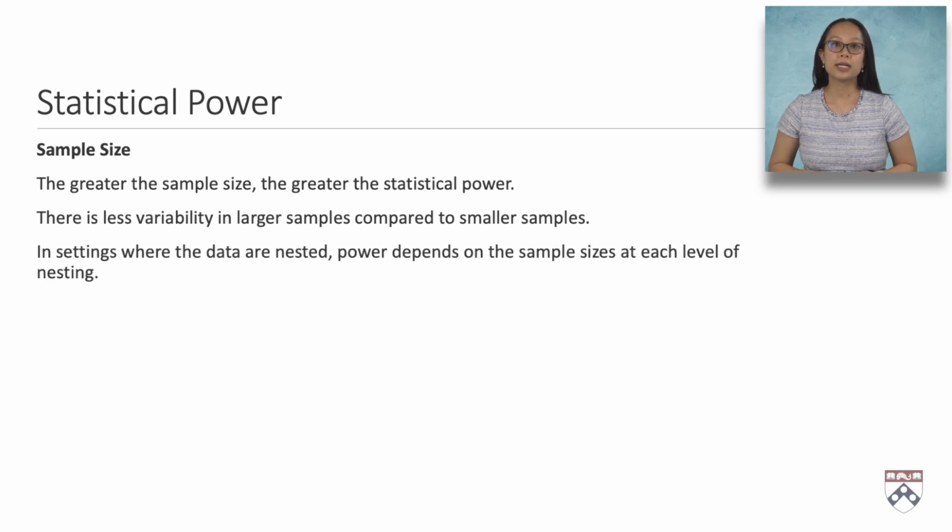Now, in settings where the data are nested, power also depends on one additional thing, which is the sample size not only overall, but at each level of the nesting. So for example, in school settings, it is common to see students who are part of classrooms and multiple classrooms that are part of a larger school. And in this case, because students are nested within classrooms and classrooms are nested within schools, we have to consider in terms of power the sample sizes of not only the students, but also the number of classrooms as well as the number of schools.